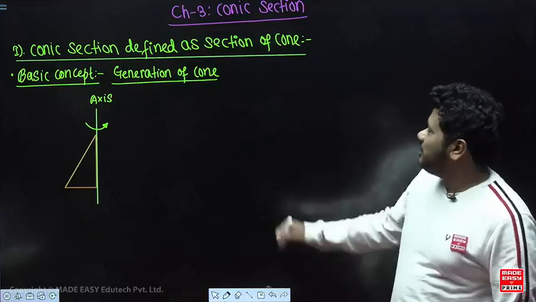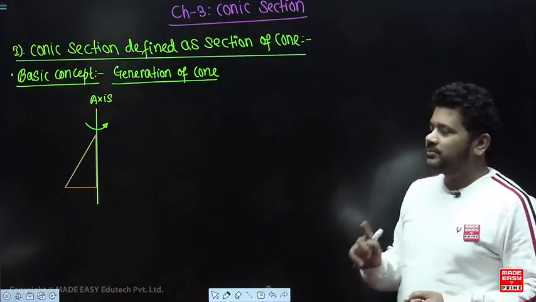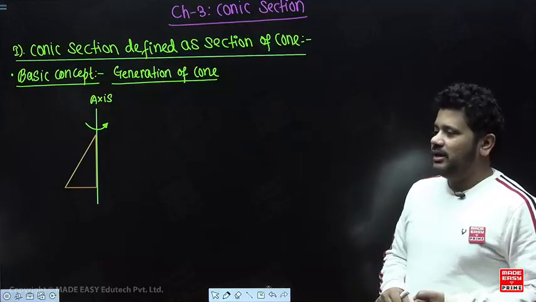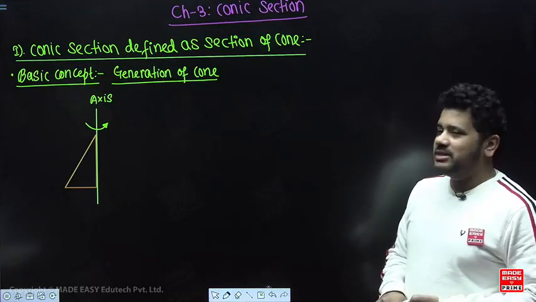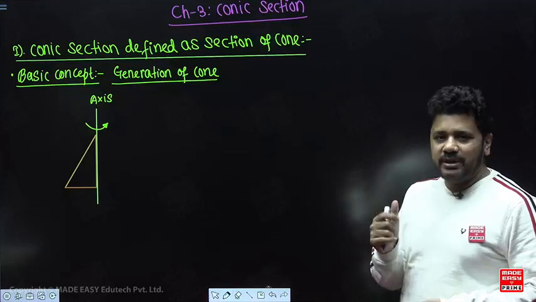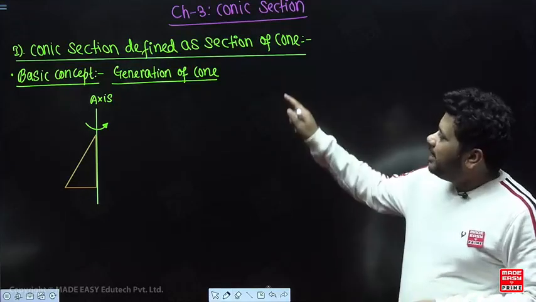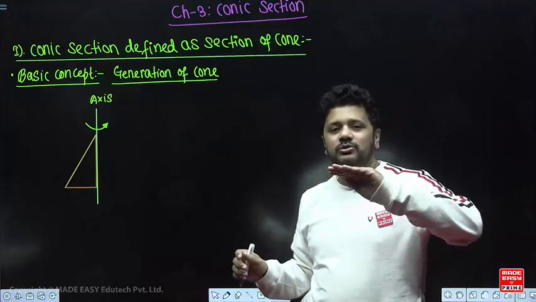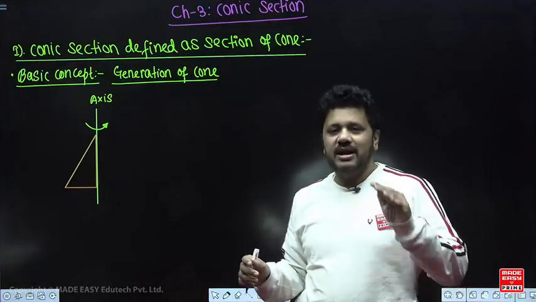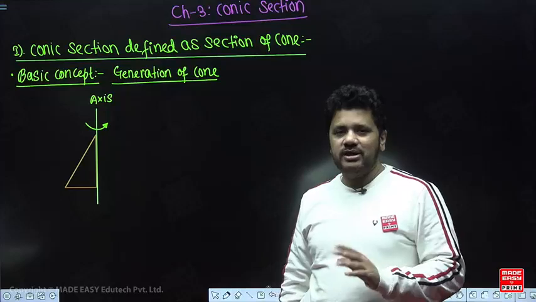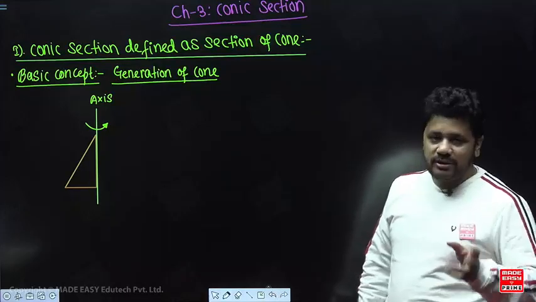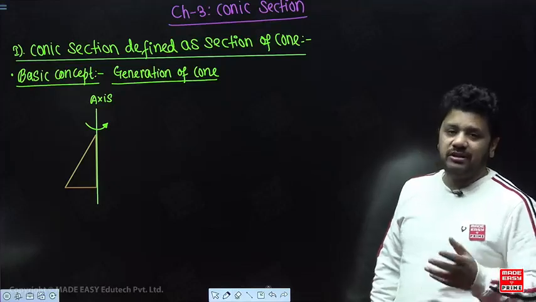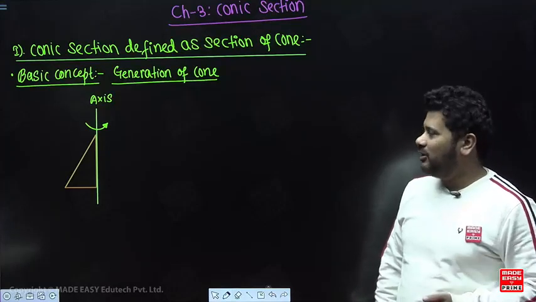So in conic section we have two parts that we are going to study. The first part is conic section defined as section of cone, and the second part is the conic section defined as locus of point, that means mathematically as well as model wise. So conic section defined as section of cone means what? We have a cone and we are going to slice the cone at various angles, and the shapes that we get are called conic sections, right? So for understanding the conic sections, first of all we have to understand how to generate a cone, how a cone is formed. After that only we can do it.